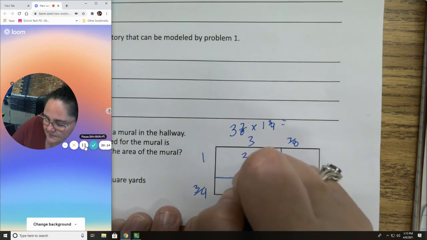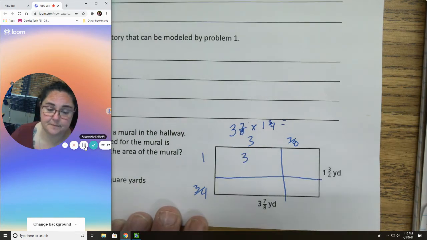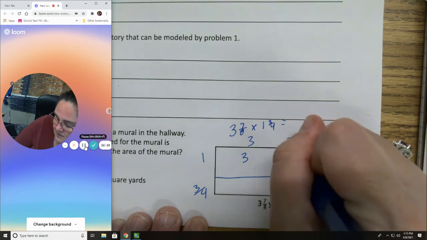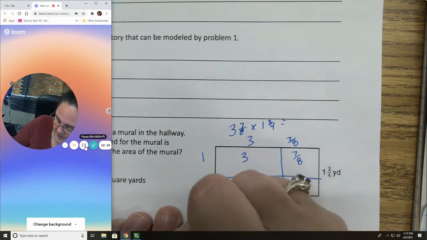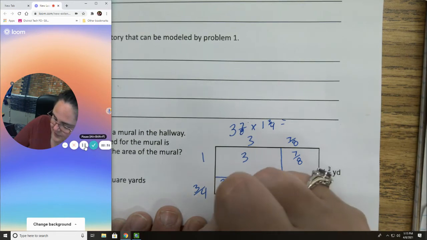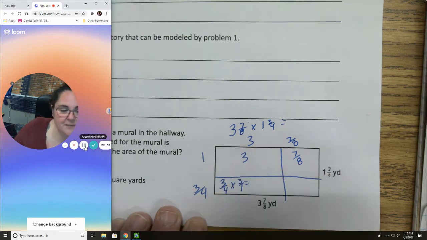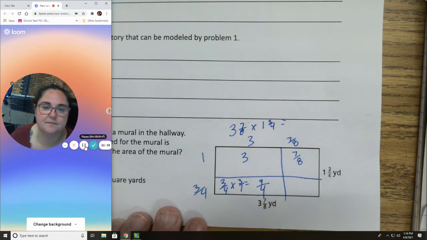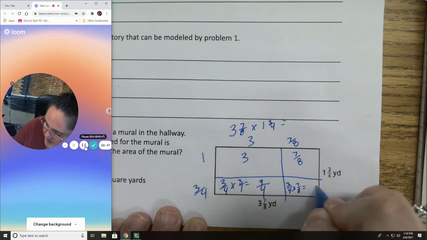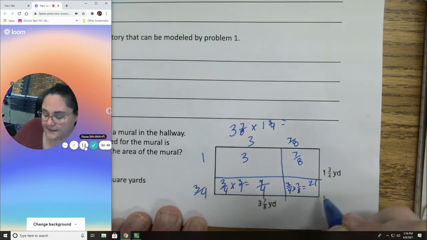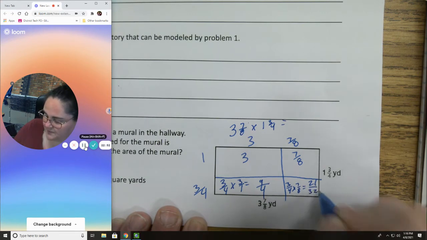1 times 3 is 3. That's easy. 1 times 7/8 is 7/8. Super easy. All right, 3/4 times 3/1 equals 3 times 3 is 9. 4 times 1 is 4, so 9/4. And then finally 3/4 times 7/8. 3 times 7 is 21. 4 times 8 is 32.